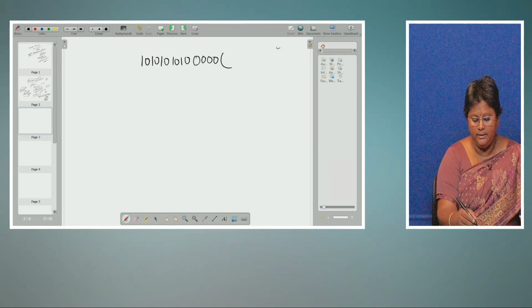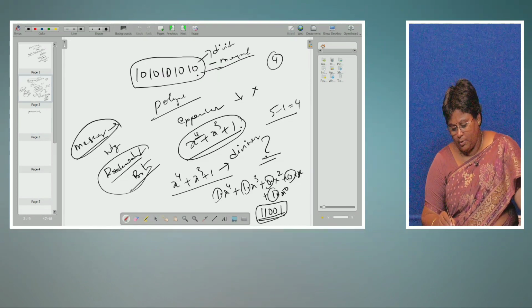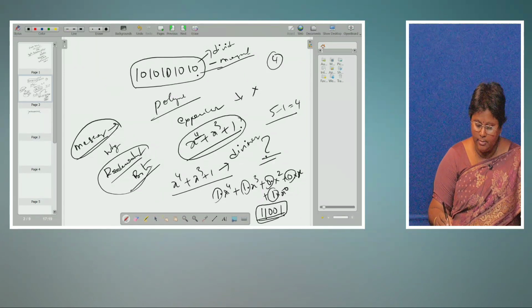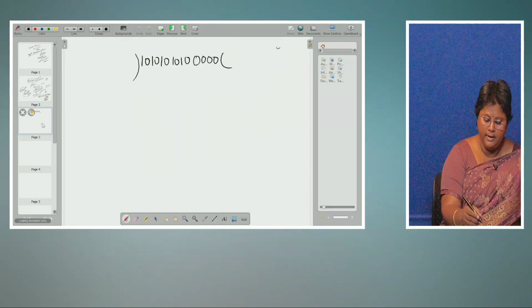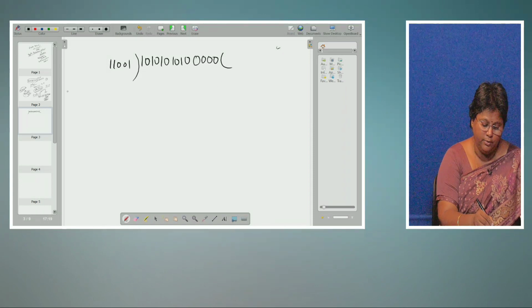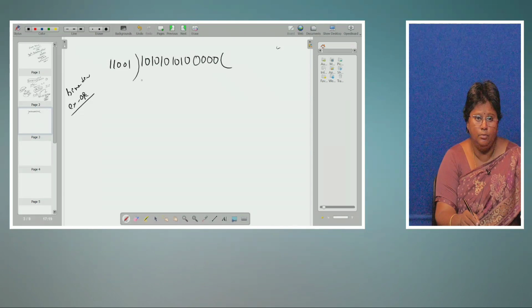Now we take this and start dividing it with my polynomial divisor, which in binary form is 1 1 0 0 1. How do you divide this? By doing a binary division, which means an XOR operation. In an XOR operation, if the bits are the same, it gives 0. If the bits are different, it gives 1. So always start with 1.